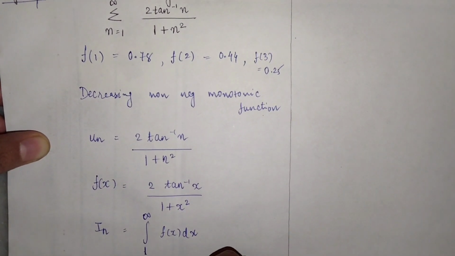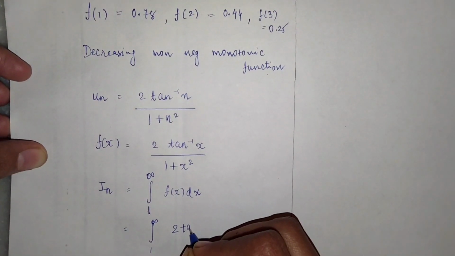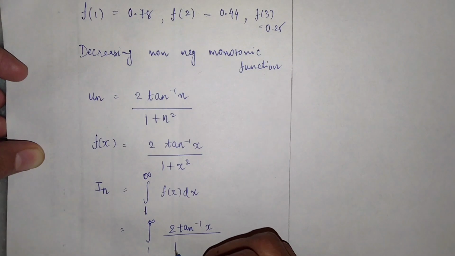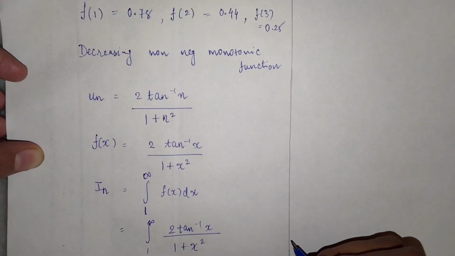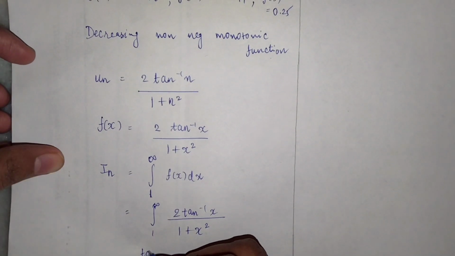So our function will be 2 tan inverse x by 1 plus x square. Now here we will take tan inverse x is equal to t.